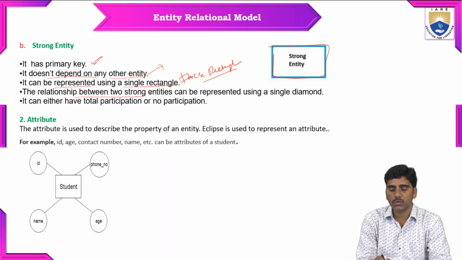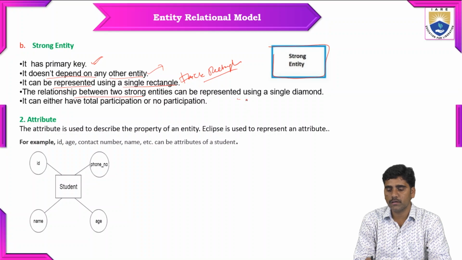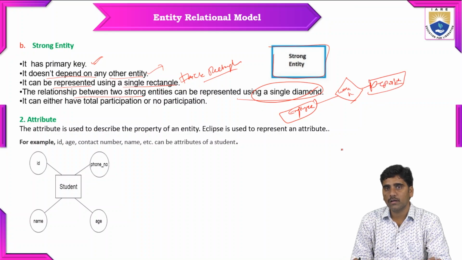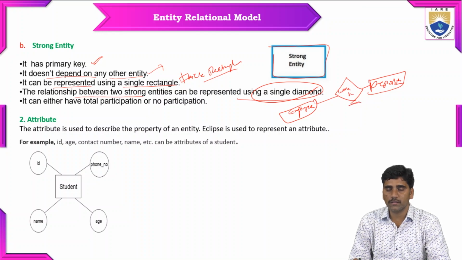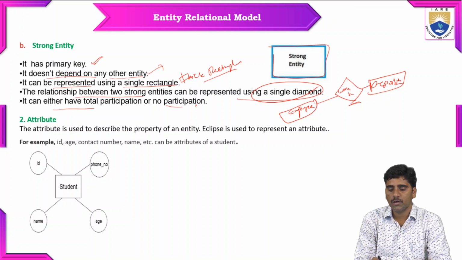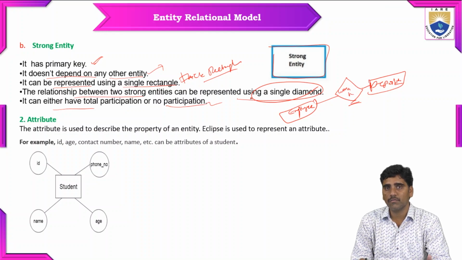The relationship between two strong entities can be represented using a single diamond like this one. In the previous example, we showed that an employee works for a department. So here the two strong entities are related with a diamond symbol, which is the relationship symbol. It can have either total participation or partial participation.